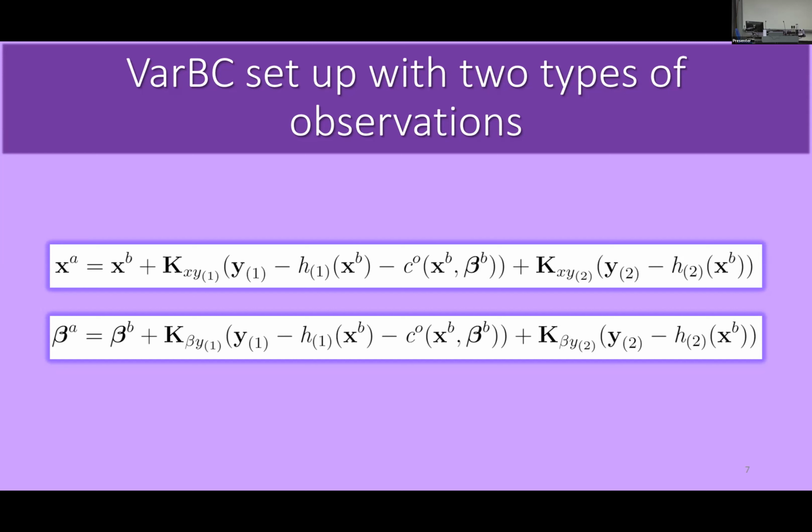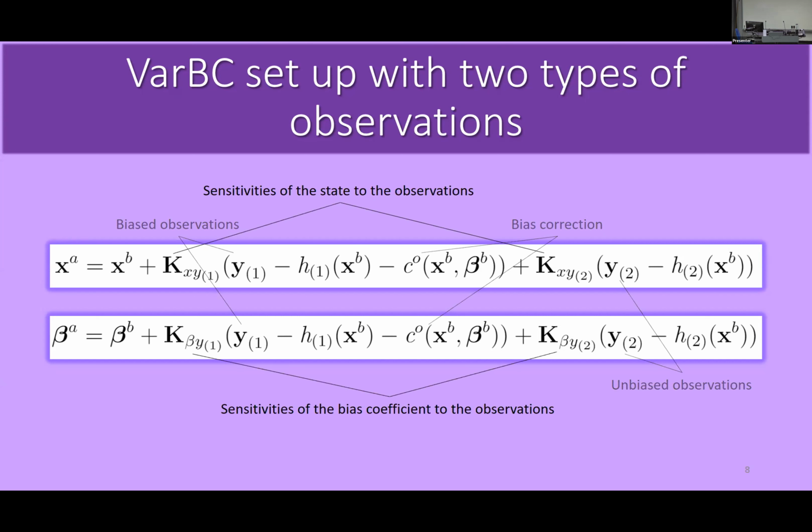observations. This first observation, Y1, are our biased observations, and these are bias corrected. The second observations are these Y2s, and these are the unbiased or anchor observations. The only difference in our equations for these is that they're just not bias corrected. The Ks are the sensitivities. So the Kx's are the sensitivities of the state to the biased observation and unbiased observation, and the K betas are the same, but the sensitivities of the bias coefficient to the biased and unbiased observation.